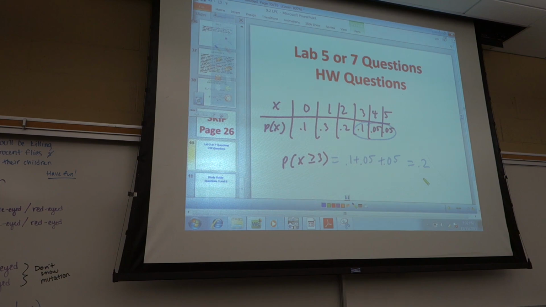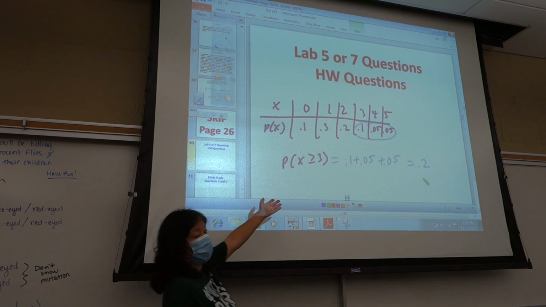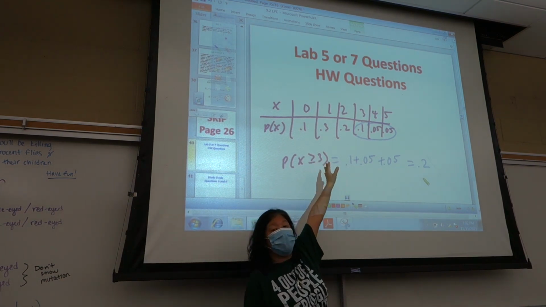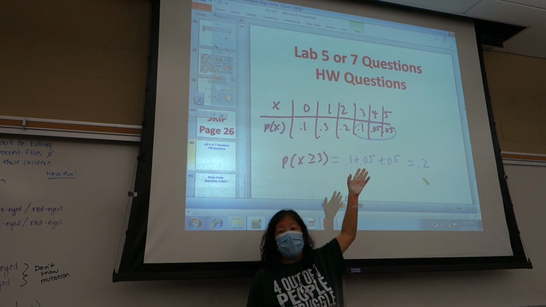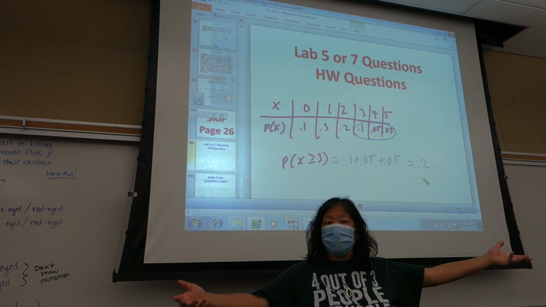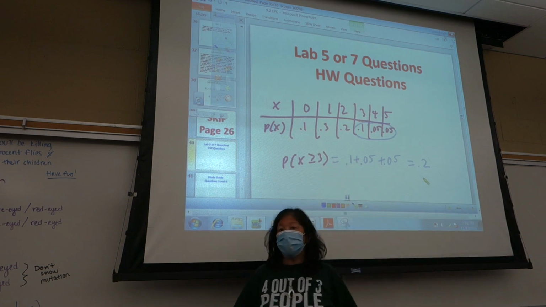Do we need any formula? You just add them. That's it. Add? Yeah. So remember, if it's a table, I've just given you the probabilities, right? Yeah. And you just add them up.